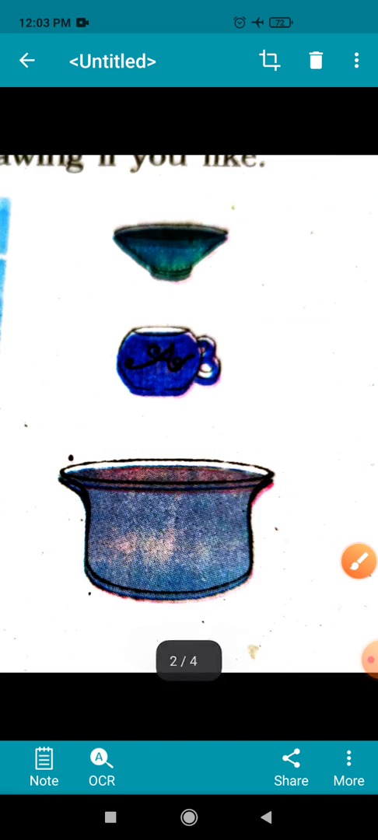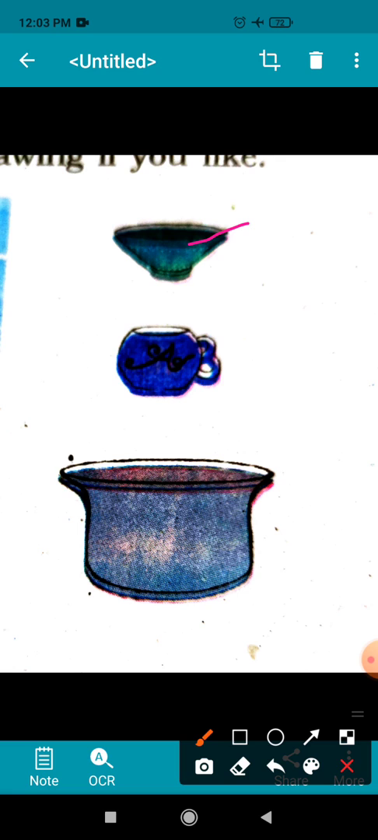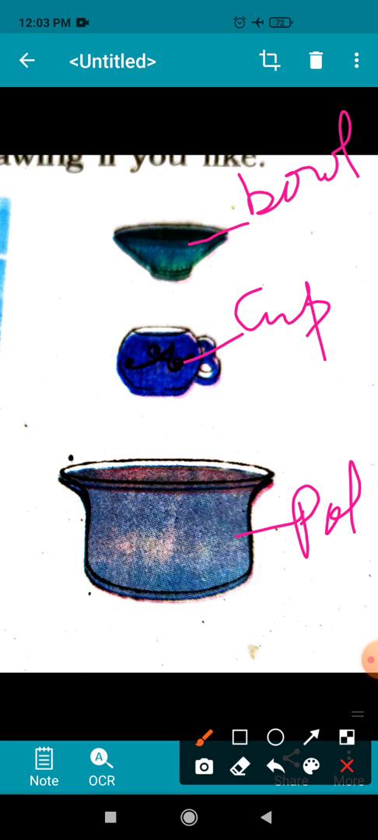Here you can see three more containers: bowl, cup and pot. Among these three, which container holds more water? Your answer will be pot. And which container holds less water? Your answer will be bowl.